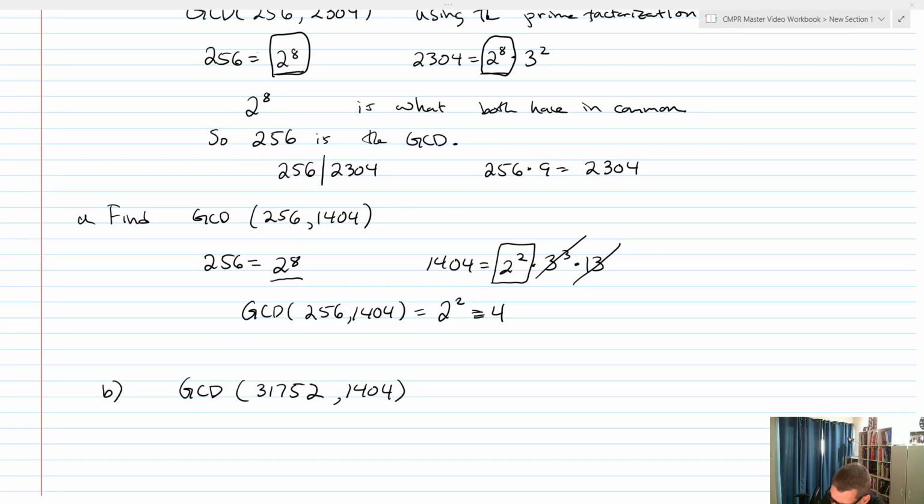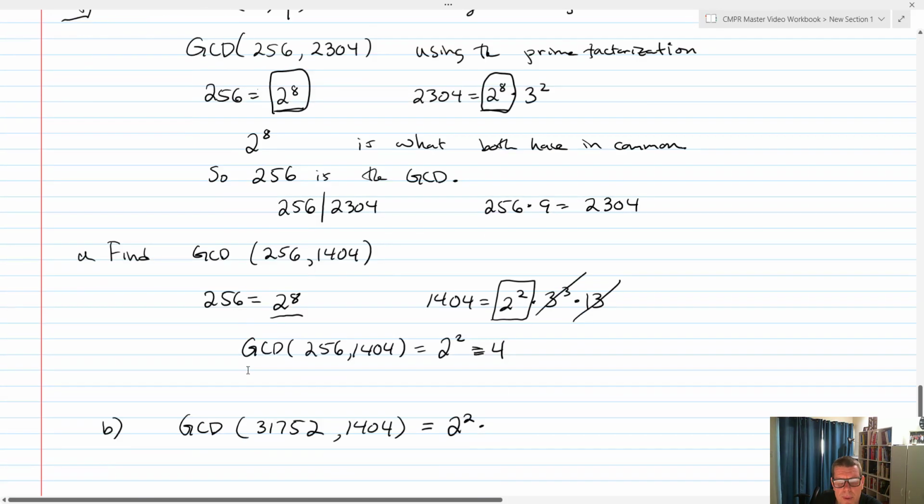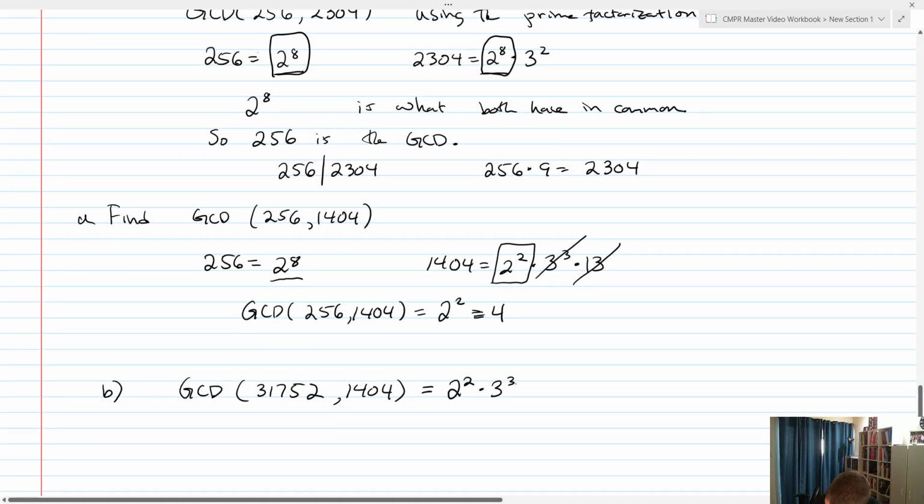The GCD for both of these, if you look at it, is going to end up equaling 2 squared times 3 cubed, and that's 4 times 27, and that's 108. So that's the GCD of those two numbers. Okay? I guess this would actually be B and C, if we look at your worksheet.